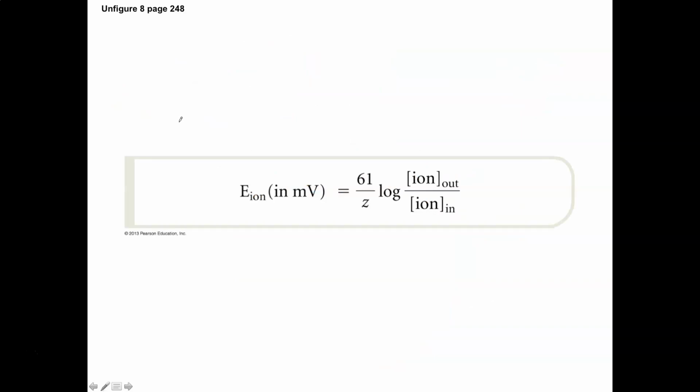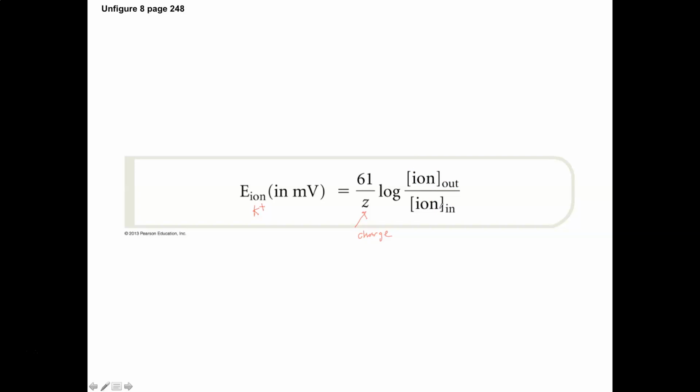And so this is what the Nernst equation looks like. We have E of some ion. We're going to start with potassium. The equilibrium potential of potassium is equal to 61 divided by Z, where Z is the charge of your ion, times the log of the concentration outside divided by the concentration inside of the ion that you're looking at.